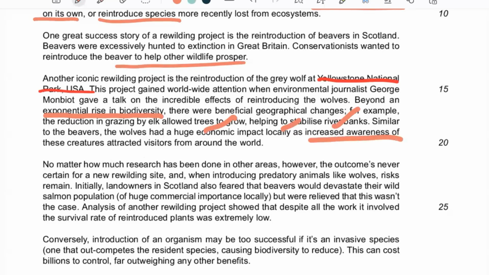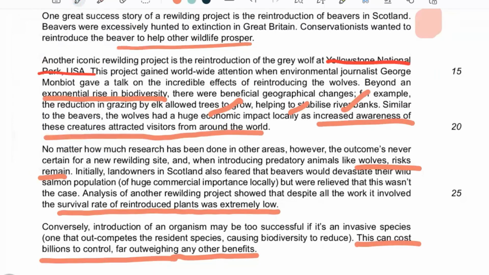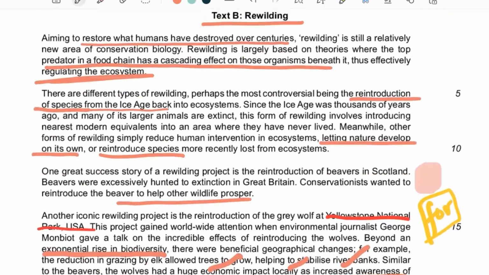Increased awareness of these creatures attracted visitors from around the globe. This can easily be added in the positive points. These were the things which we have underlined, all the positive points. All right, my dear students, now first I have underlined all the arguments in for. These are all the for arguments. Now I will be underlining the against ones.